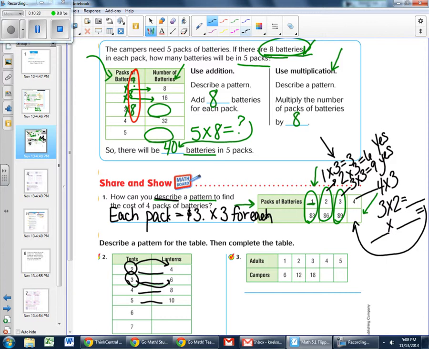2 times something equals 4. We all know that 2 times 2 equals 4. So you're going to ask yourself the question, does 3 times 2 equal 6? Yes. Does 4 times 2 equal 8? Yes. So 5 times 2 equals 10. So you know that you're going to multiply both these last numbers times 2 to get your answer.